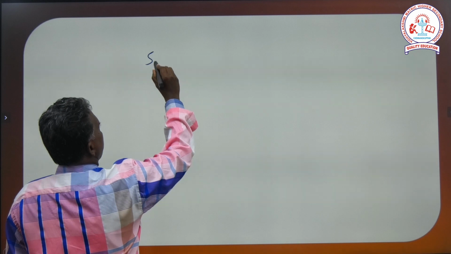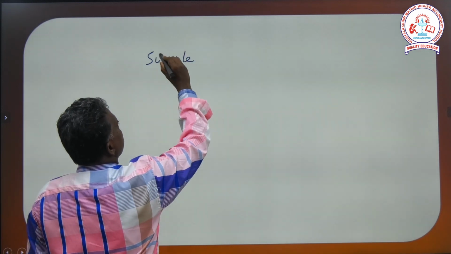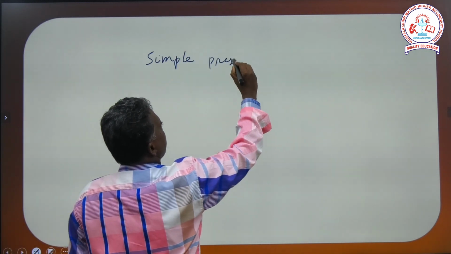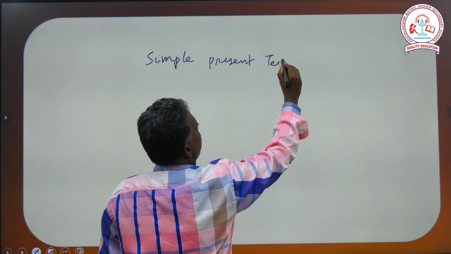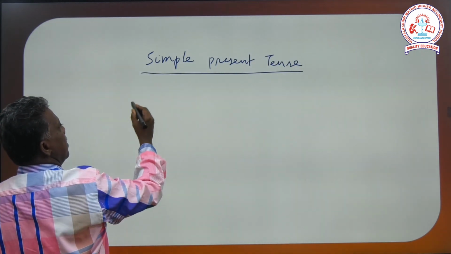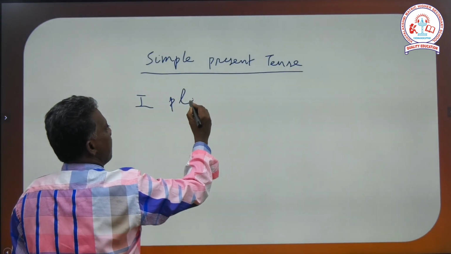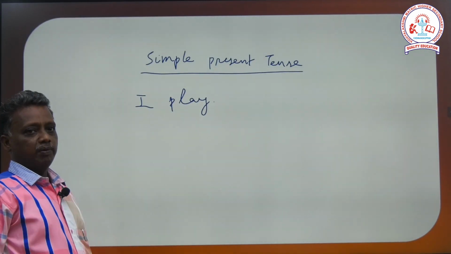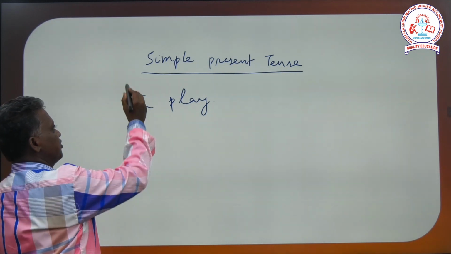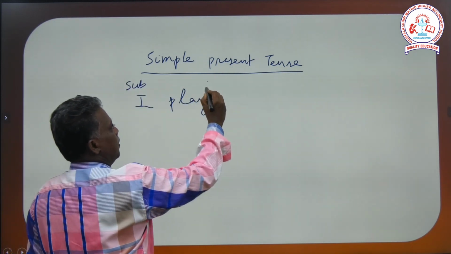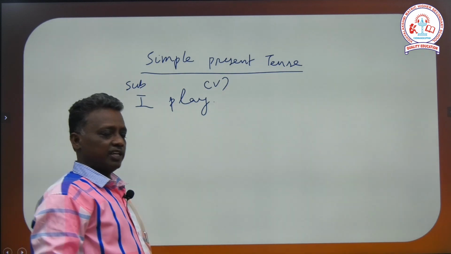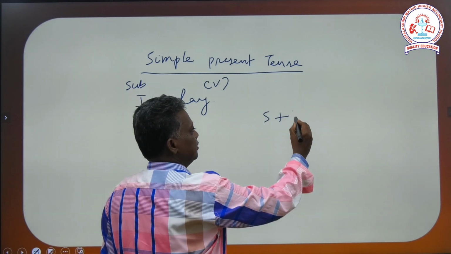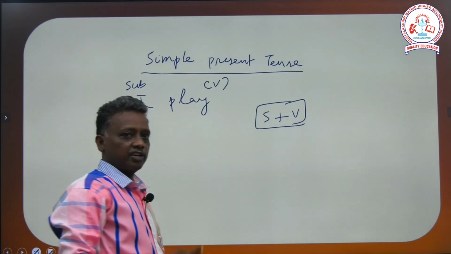Now, how to use the verbs in sentences, simple present tense. Now I am going to write some simple present tense sentences. For example, I play. What is I? I is the subject. What is play? Play is the verb. This follows a structure. What is the structure? Subject plus verb. That means it is a full sentence.